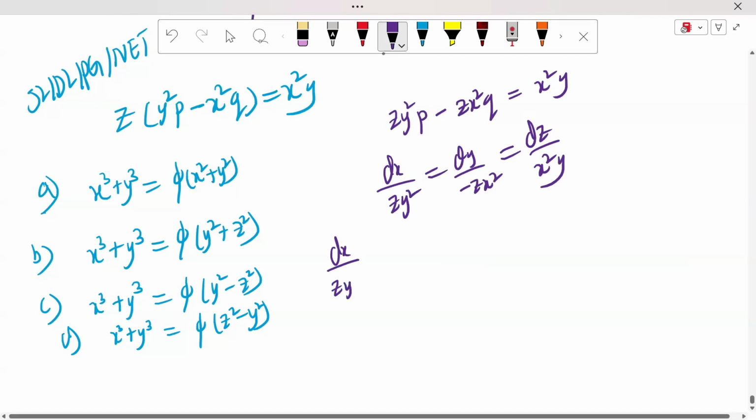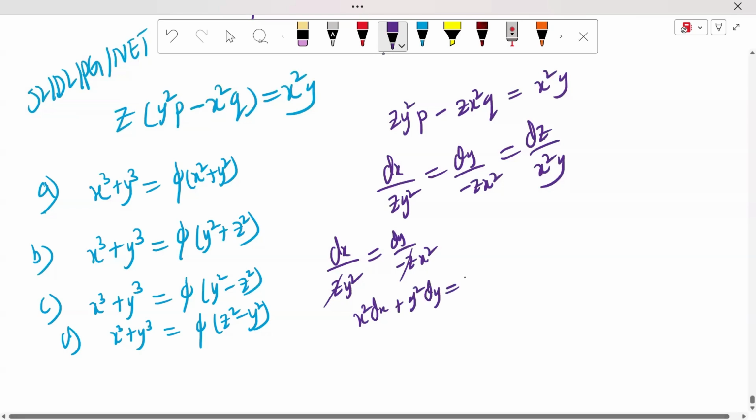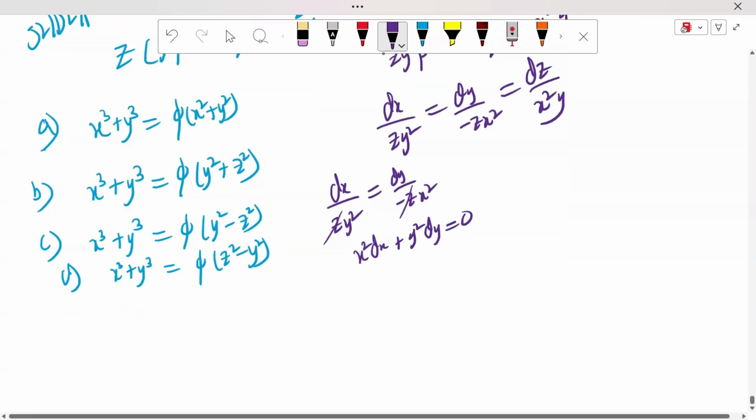dx by z y square is equal to dy by minus z x square. z cancels. So finally x square dx plus y square dy is equal to 0. Integrating on both sides, finally x cube plus y cube is equal to c1. There is no use of this solution because every solution contains x cube plus y cube.